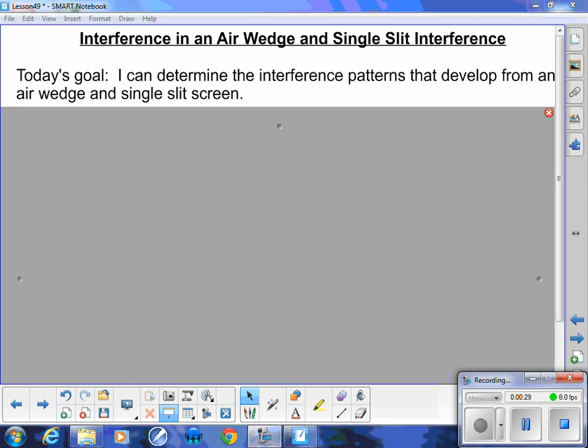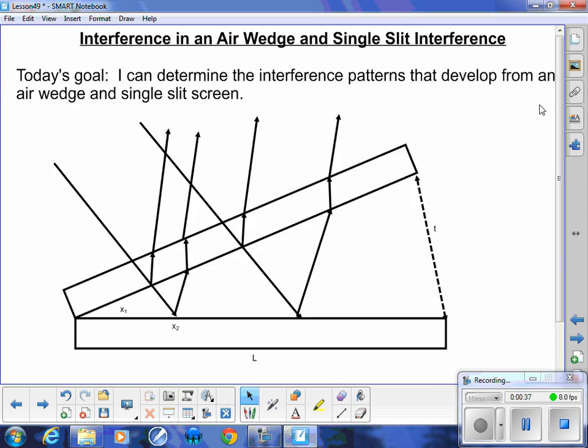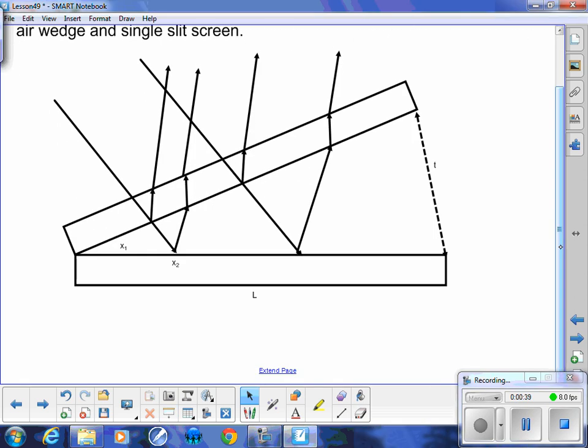So your goal today: determine the interference patterns that develop from an air wedge and from a single slit screen. So we're going to look at the air wedge first. That's our first goal. So in front of you, in your notes, you have this crazy looking drawing to start with. And I'm going to clarify some of the information. I just gave you lots of the details already.